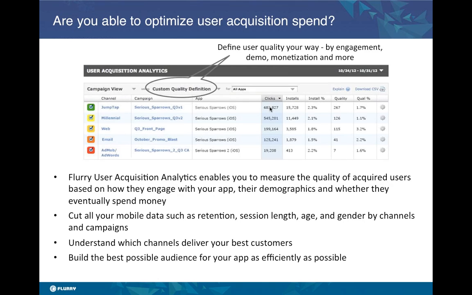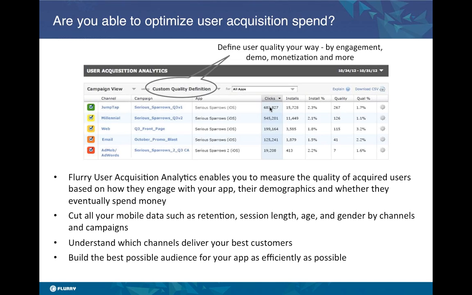And we actually have a tool that we call user acquisition analytics. This is typically a tool that would be used in some kind of an acquisition campaign. So the basics of it work like this. You identify an acquisition channel. That acquisition channel can be somebody that's predefined, such as a JumpTap or a Millennial or a Flurry. And you can also identify a custom channel such as a web campaign or an email campaign.